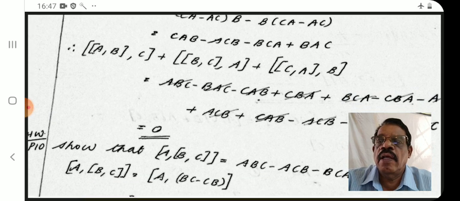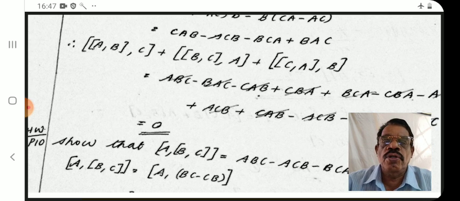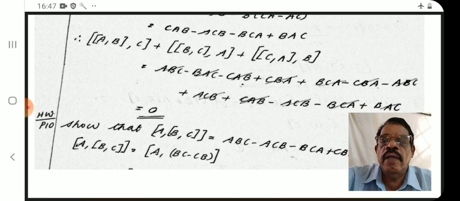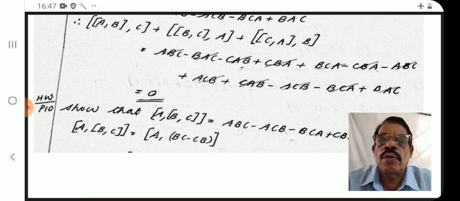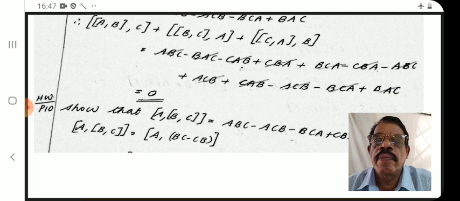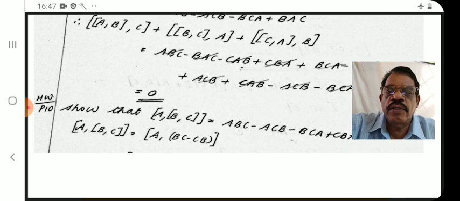So LHS we can repeat: [[A, B], C] plus [[B, C], A] plus [[C, A], B] is equal to, add the terms. Each term contains 4 terms, so altogether there are 12 terms. They will cancel. You look in the order: there is plus and minus of each term. They will cancel. We get a 0. So LHS is RHS. Next question.